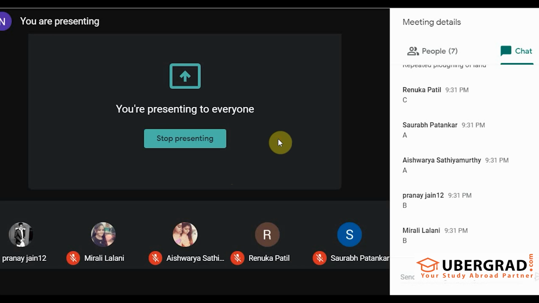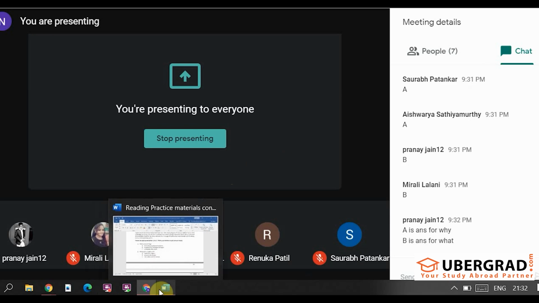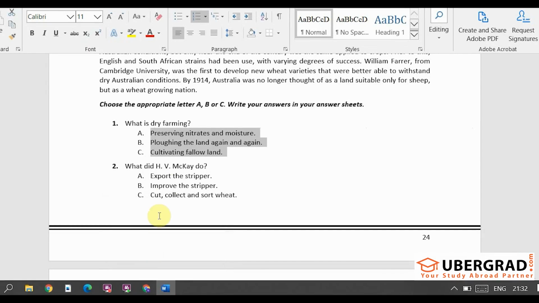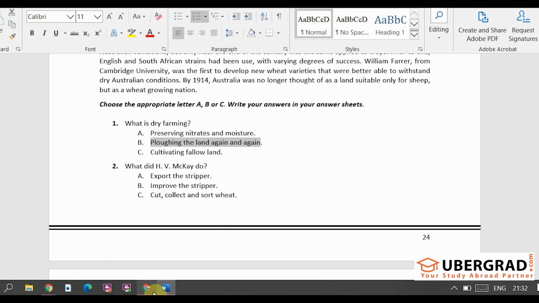The question is, what is dry farming? So does the dry farming mean cultivating the land again and again? Okay, A is the answer for why and B is the answer for what. Okay, let's see. What is dry farming? Plowing the land again and again is dry farming? No. Okay, why? Because it can preserve nitrates and moisture. Fine. But what is that dry farming? This is plowing of the land again and again. But why do we do it? What is the purpose? What is actually dry farming?